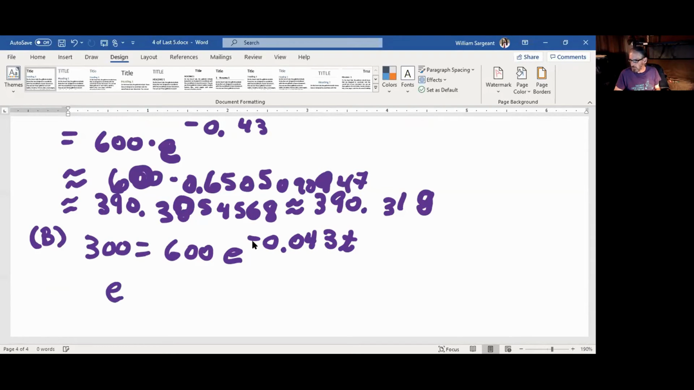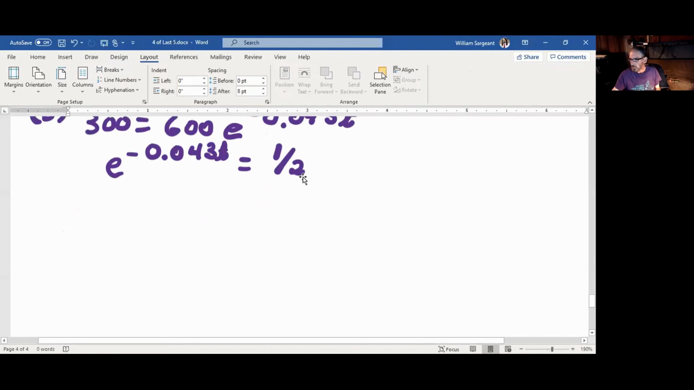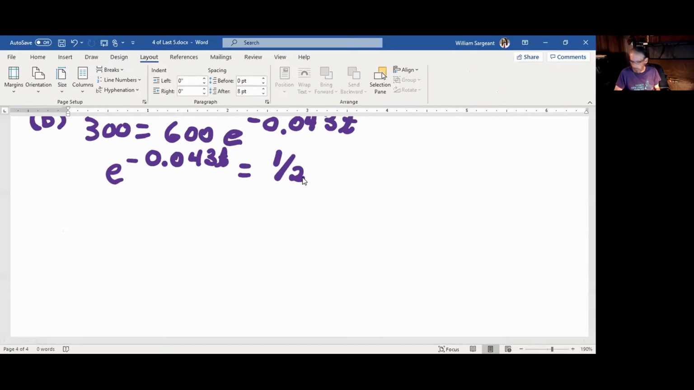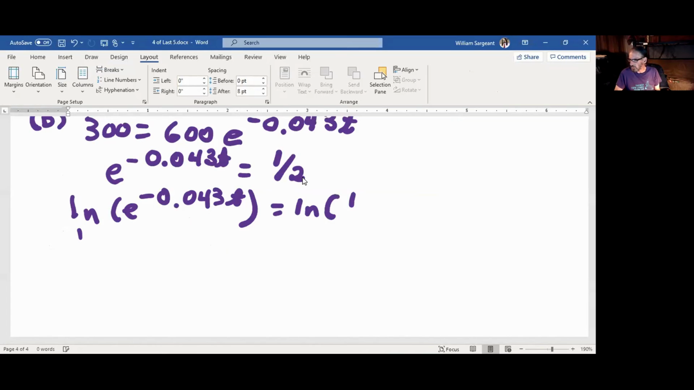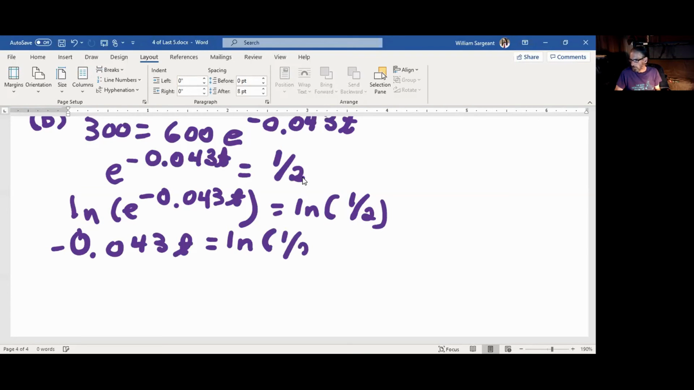Solving a question like this would always have the next step being e to that unknown power equaling 1/2. Taking the natural log of both sides, it's going to cancel stuff on the left, because it's the same base. Divide both sides by negative 0.043, that is.